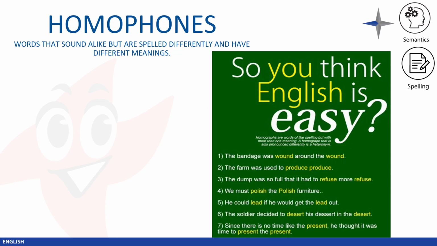Some more about homophones. Are these familiar to you? They are quite funny actually. Let's take a look at one of these. For example, the first one. The bandage was wound around the wound. So the first one means actually wrapped, and the second one is the injury.